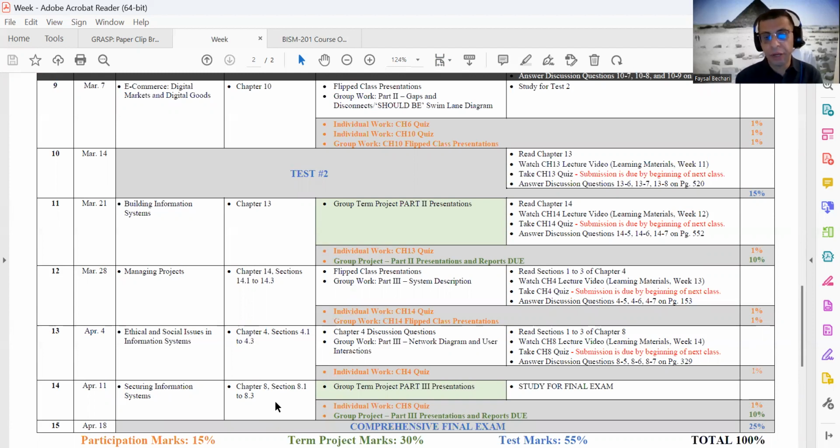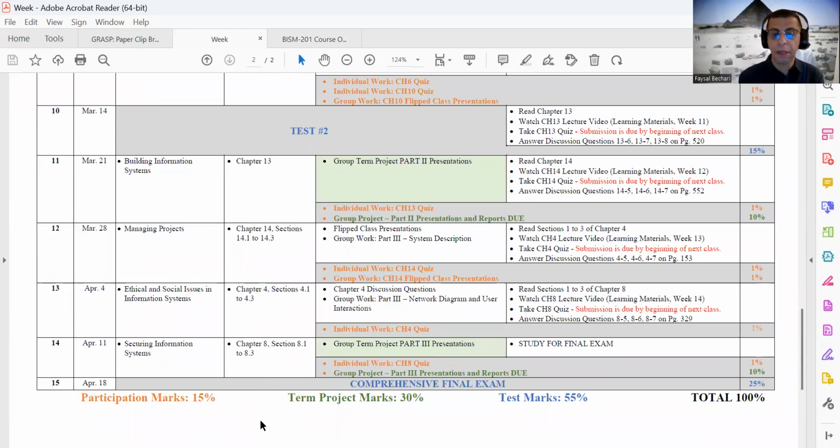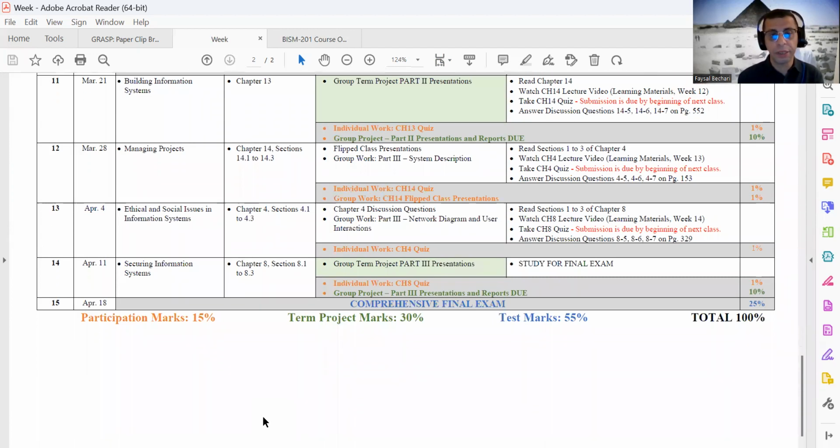And then you have the final presentations. In total, participation will be 15%, the term project marks 30%, and test marks 55%. So you have tests, which total 55%, a project, which is 30%, and your class participation, which is not attendance, is 15%.